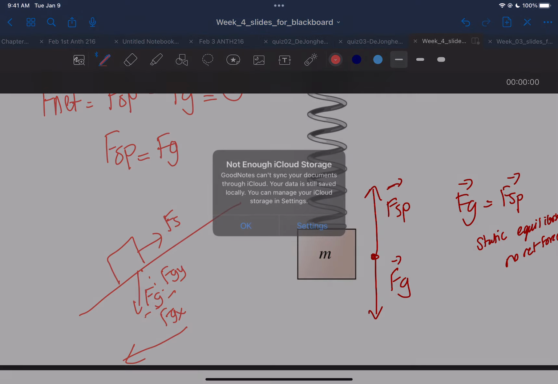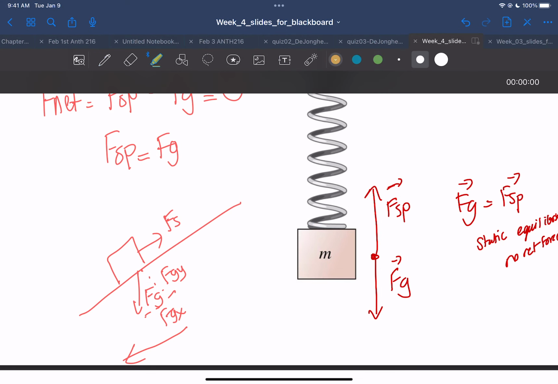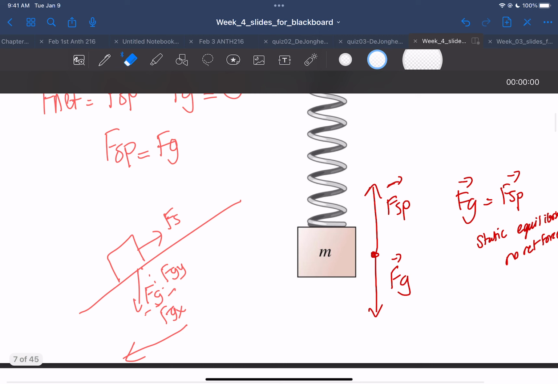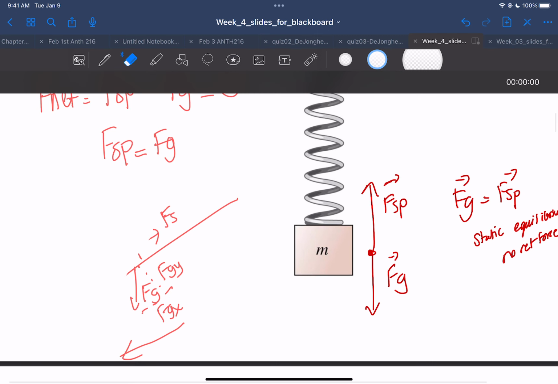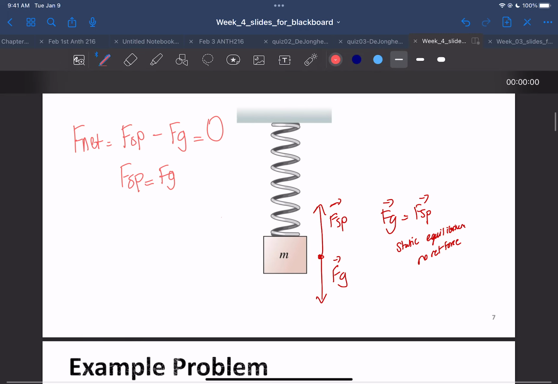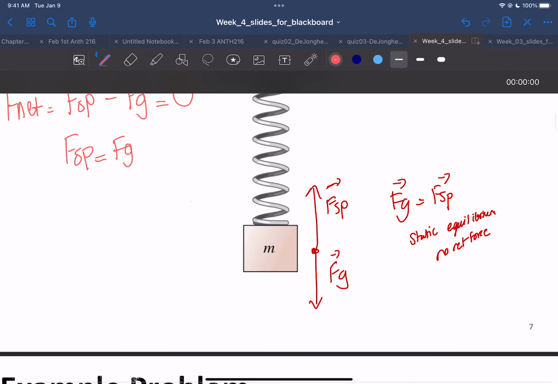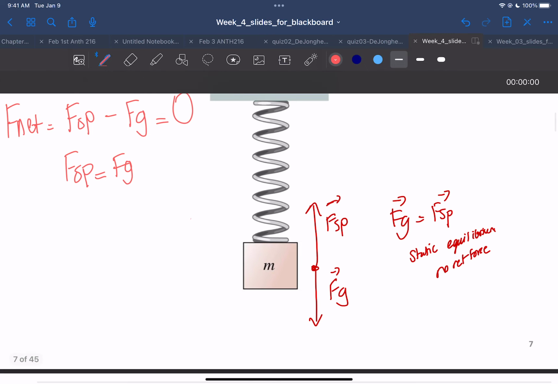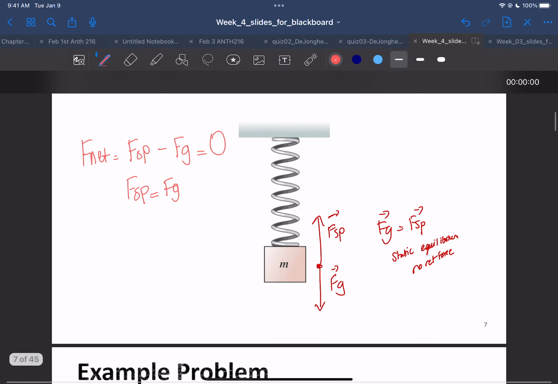As soon as an object starts to slip or slide, that's where we have kinetic friction. Kinetic friction is the friction between an object that is sliding and the surface that it's sliding on. So think of kinetic friction as sliding, and static friction as the force that prevents that slipping and sliding.